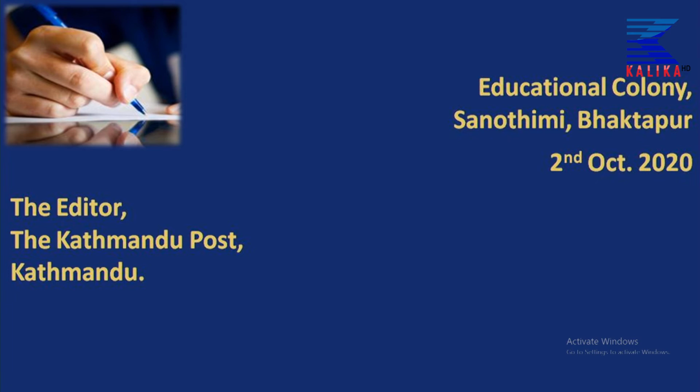Okay. So, keep in mind that from where you are writing, that is a must. On the top right, you have to mention your address, the sender's, the one who is writing a letter to the editor. So, your address should be written on the top right: Educational Colony, Sanothimi, Bhaktapur, and then after that the date should be written, 2nd October 2020.